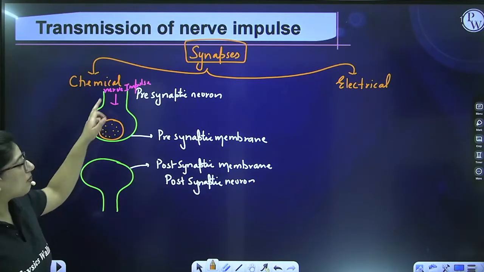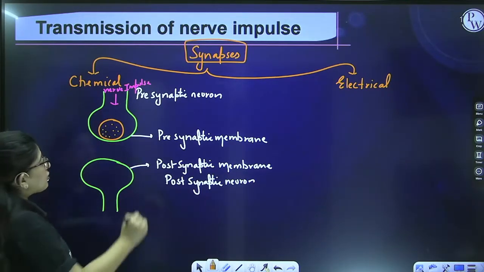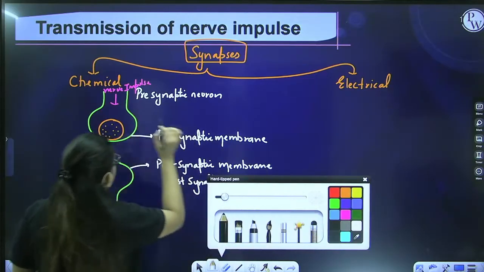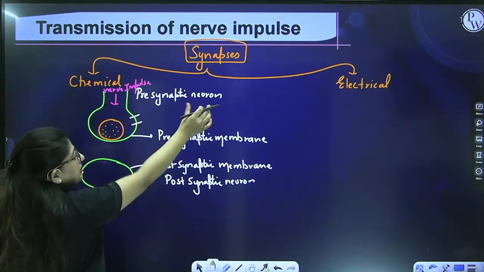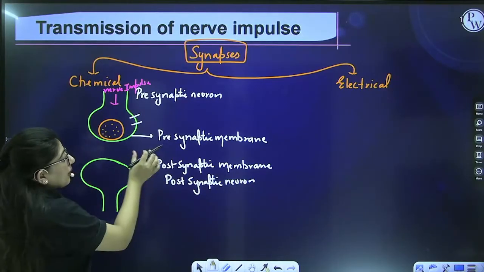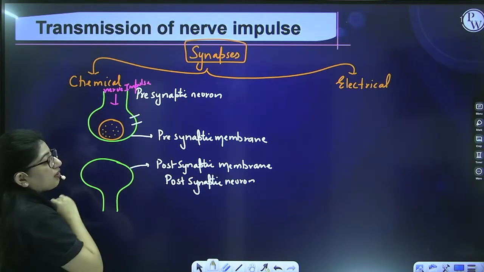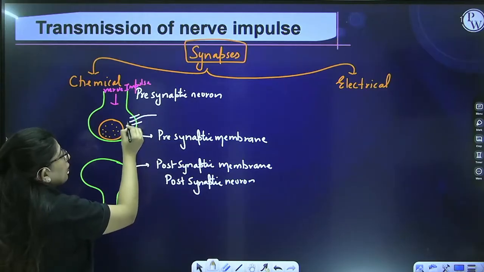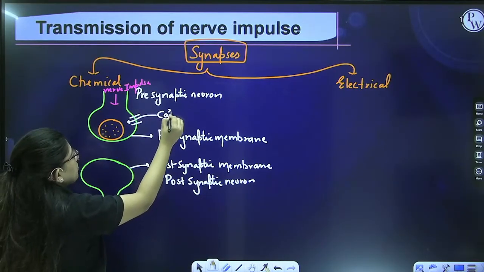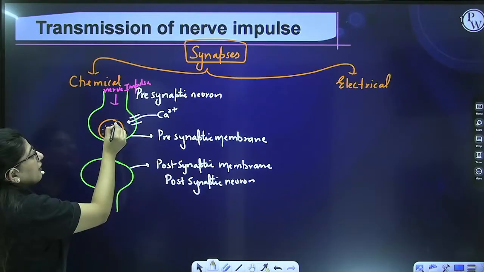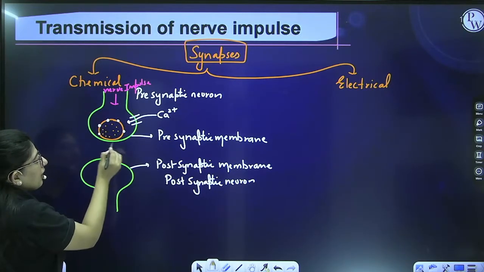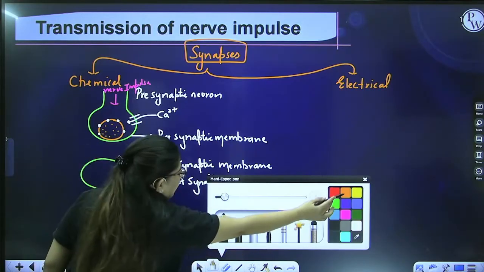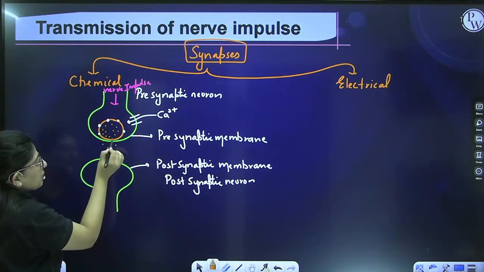So when the nerve impulse arises here, there is opening of calcium ion channels in the presynaptic membrane. Due to entry of the nerve impulse, calcium ions will enter inside. And this will lead to fusion of the synaptic vesicle with the membrane, and this will release the neurotransmitter.